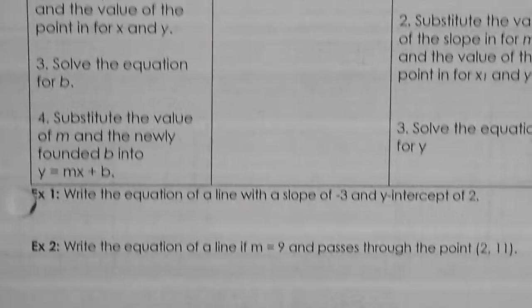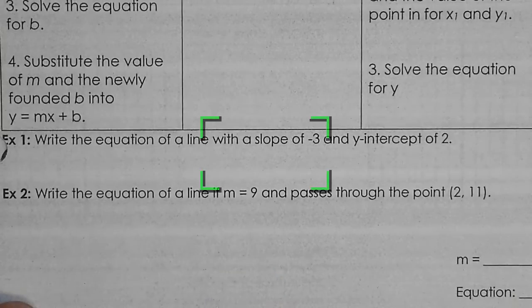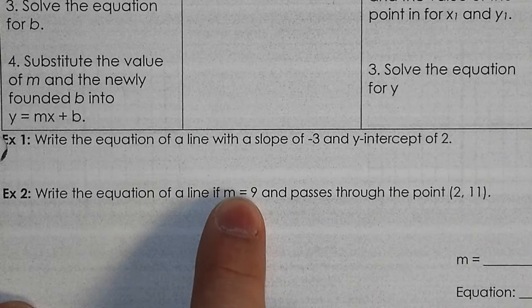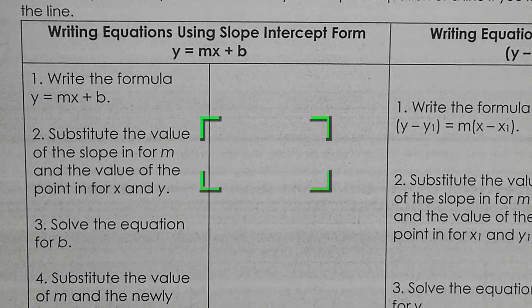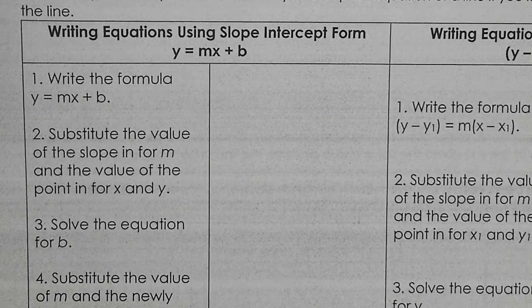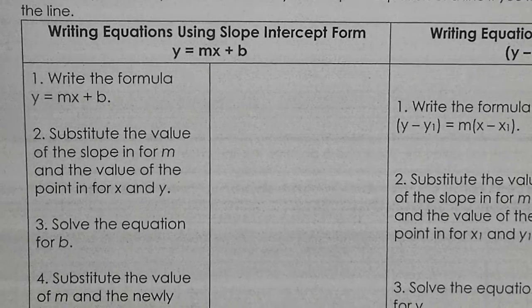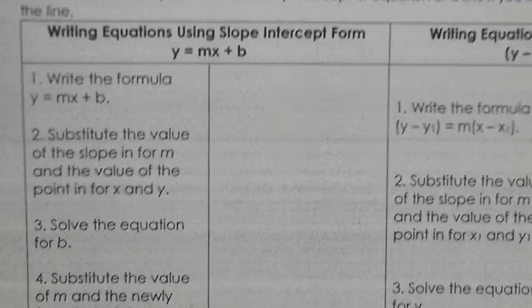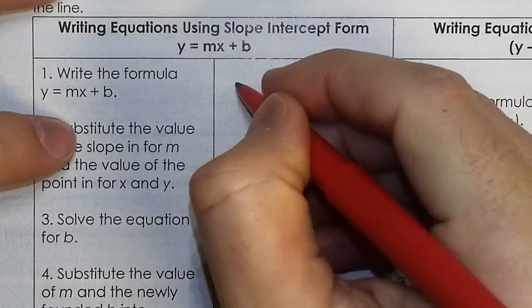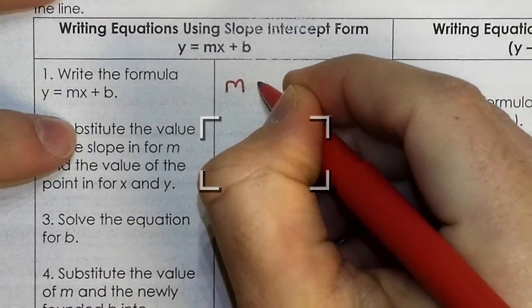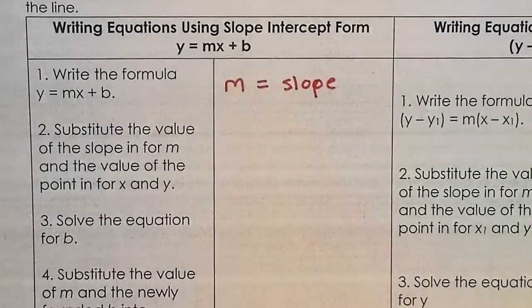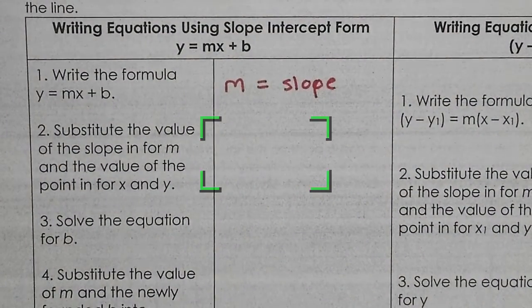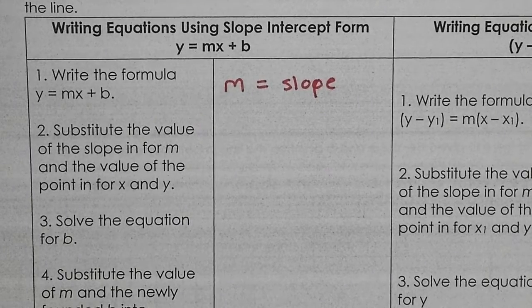So what am I going to give you? Well, check it out. You're going to be given m. What is m? Well, m is 9 here. What does m mean, though? It means slope. M equals slope. Are we cool with that? Okay, so m equals slope.